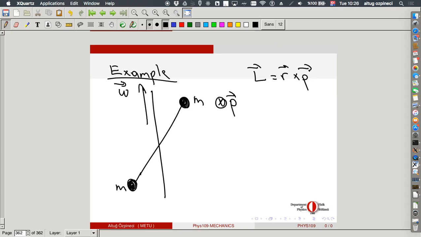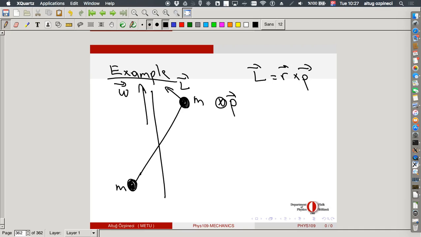Well, this is R. So let me see. This is R, this is P. They are at 90 degrees with each other. R cross P is in this direction. It is towards the axis. So this is the angular momentum of the top mass.